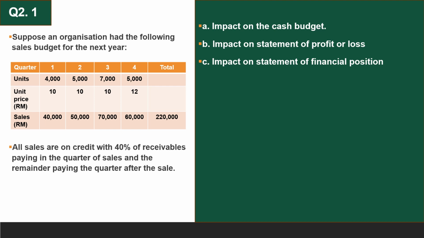All sales are on credit, with 40% of receivables paid in the quarter of sales, and the remainder paid in the quarter after the sales. The question asks us to prepare the impact on the cash budget, the impact on the statement of profit and loss, and the impact on the statement of financial position.